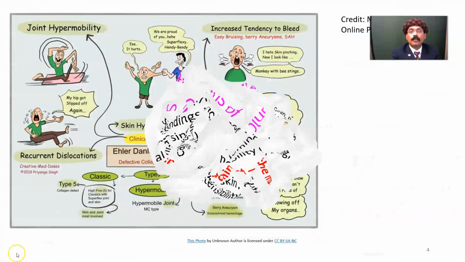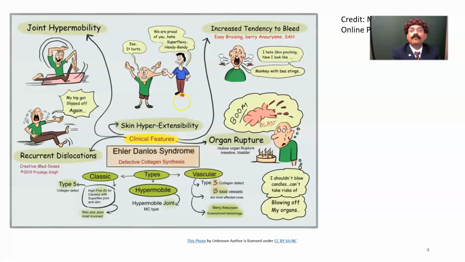Okay. So these are again some features, joint hypermobility. Hip joint may be dislocated. Recurrent dislocation is possible also. There may be organ rupture. Person is unable to turn off the candle lights. During pregnancy there may be rupture of the intestine, bladder. Rupture of the sigmoid colon is also possible.